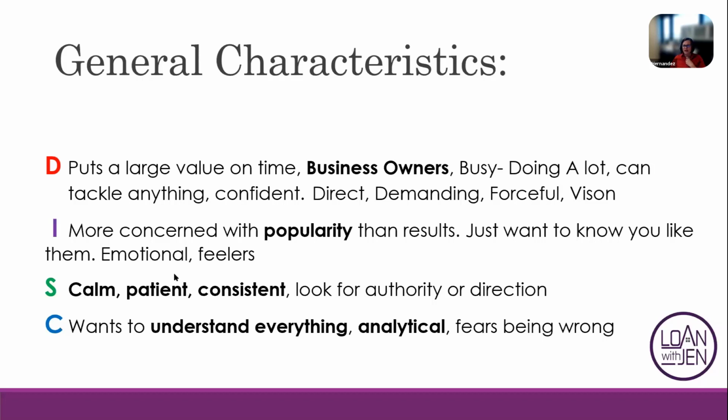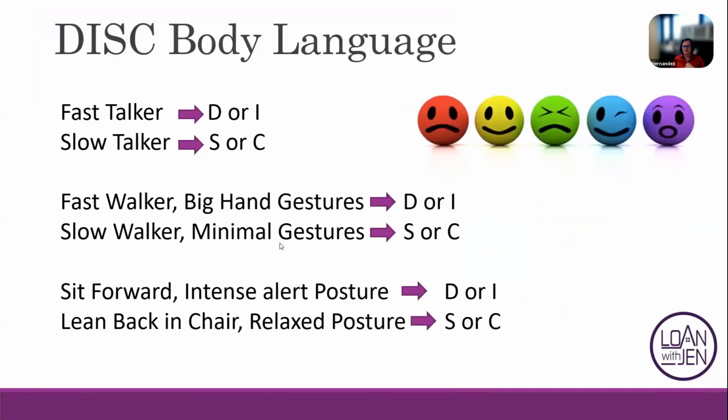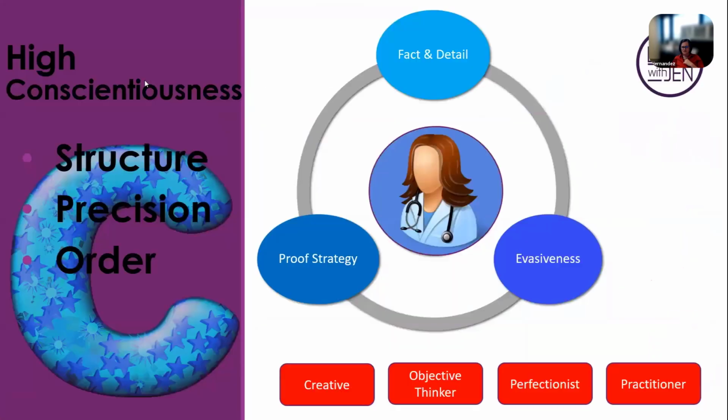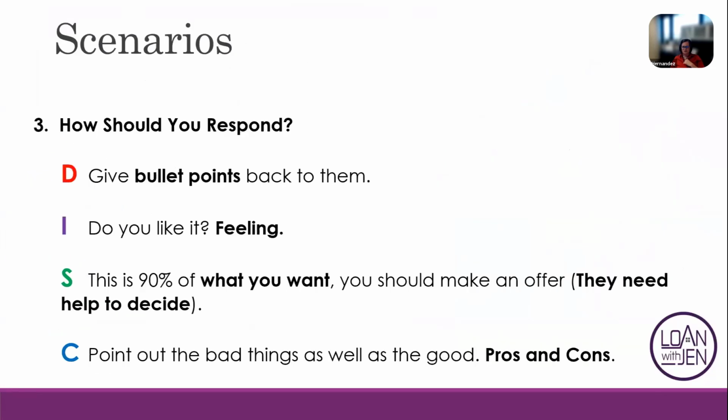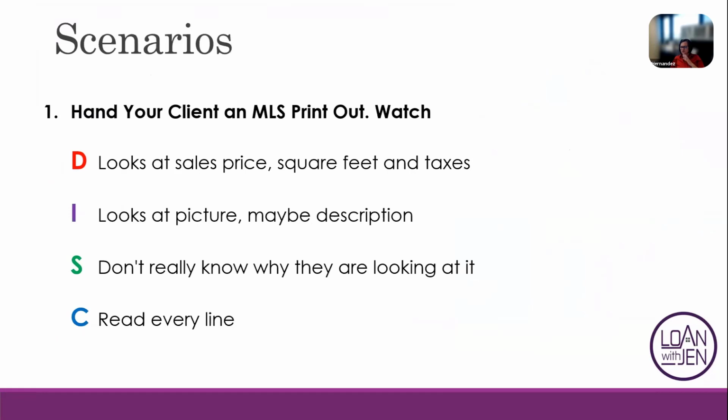So remember the initial cues that we had. I'll go back to the slide up here. Remember, the fast talker is the D or the I. Slow talker, slow gestures, leaning back in the chair, that's the S or the C. Okay, I'm going to go forward in the slides a little bit. We're going to go through a few scenarios just on communication. I probably have about 10 minutes left. Just a couple of real life scenarios.